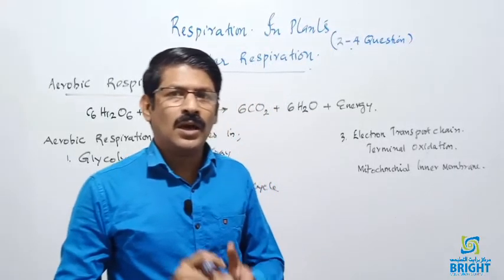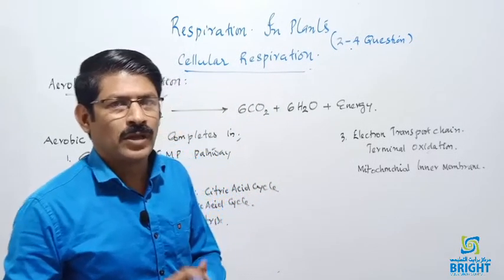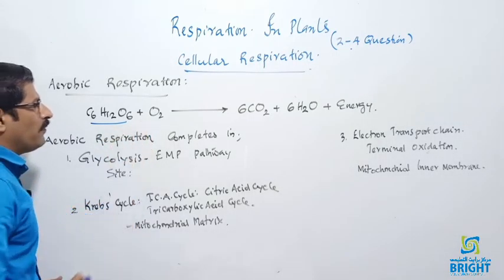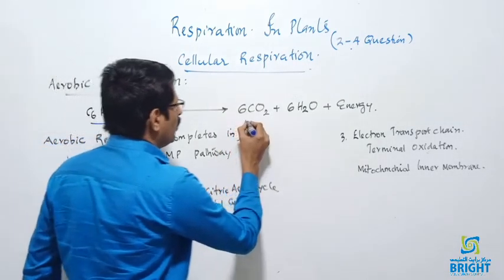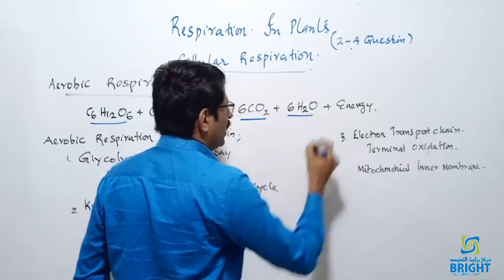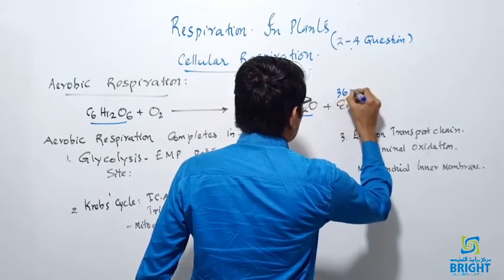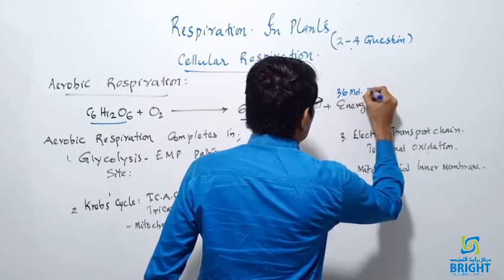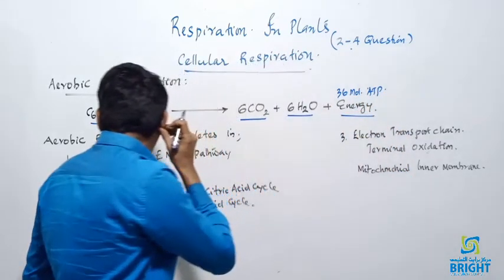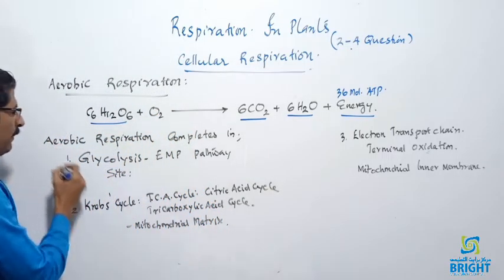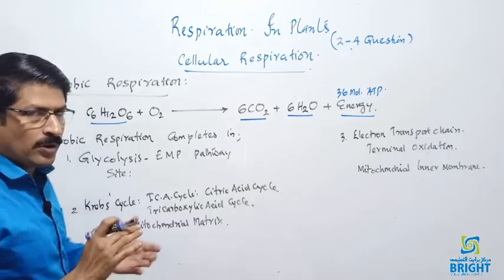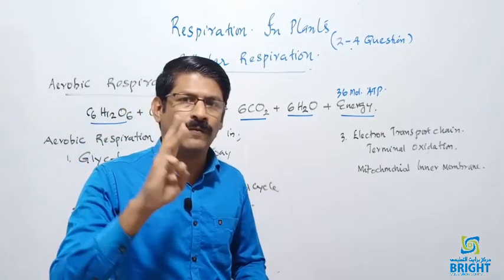Aerobic respiration is the complete oxidation of the respiratory substrate, or glucose, in the presence of oxygen, and produces 6 molecules of carbon dioxide, 6 molecules of water and normally 36 molecules of ATP. 36 molecules of ATP energy are released. The process of aerobic respiration completes in 3 different stages.